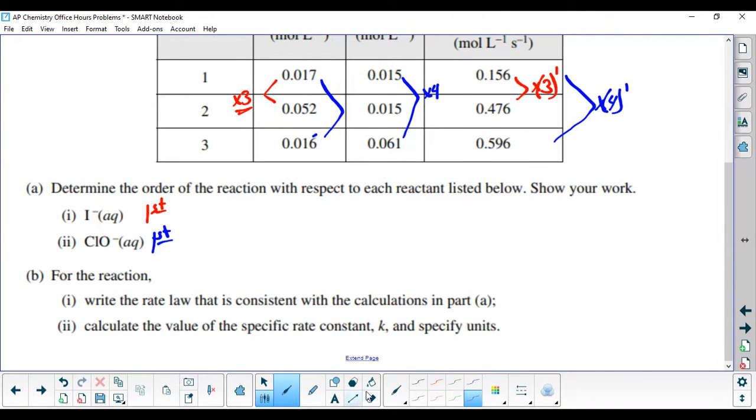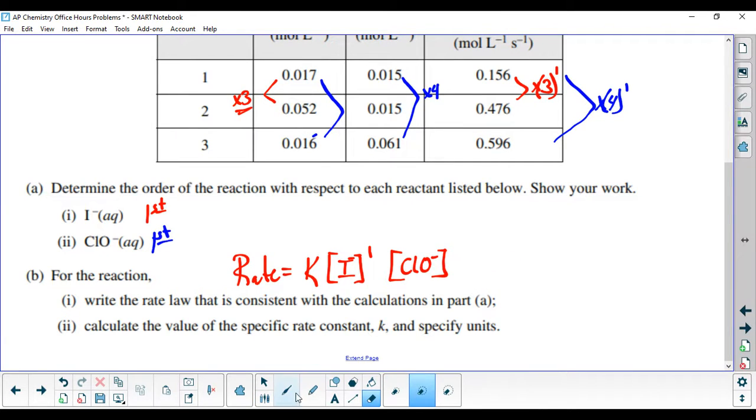The rate law consistent with your calculations would be this: rate equals a K value times my concentration of iodine. Use square brackets, and make sure you put your charge, raised to the first power, times the concentration of ClO minus, also raised to the first power. And then for part II, it asks you to calculate the value for the K value. So I want to know what this is with the correct units.